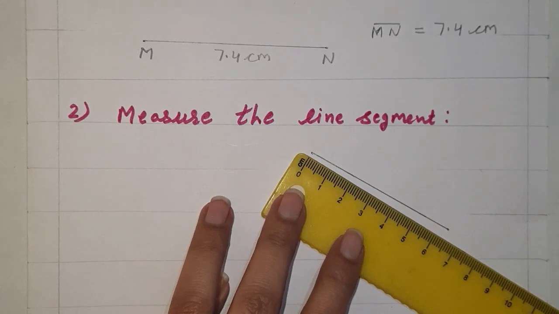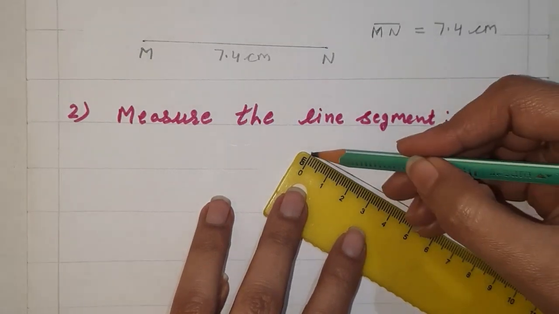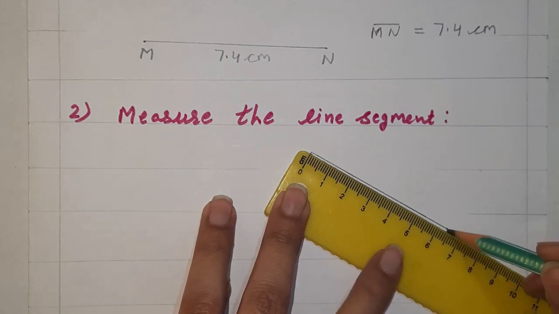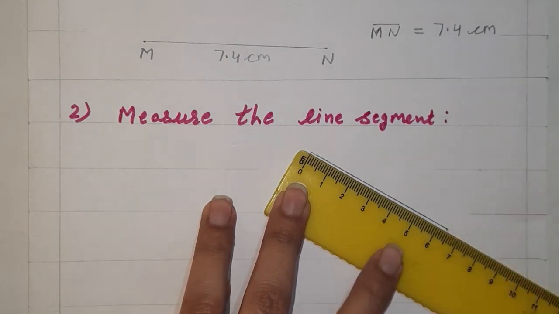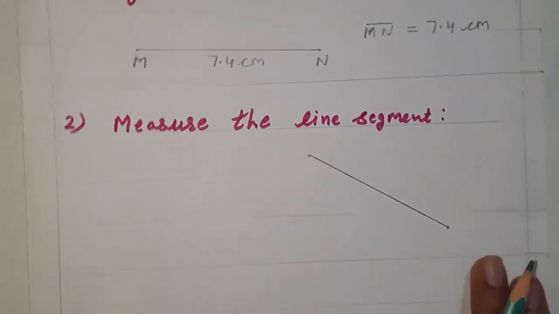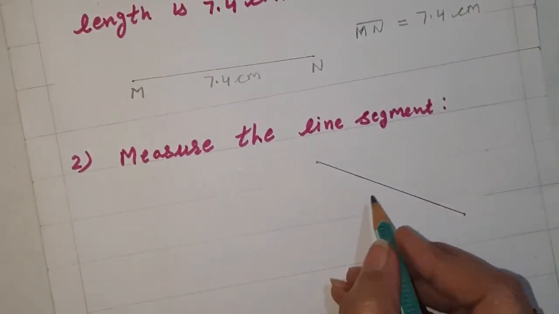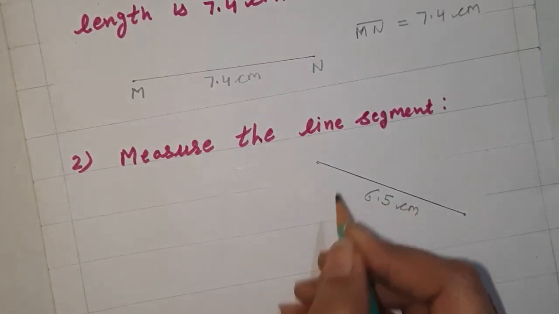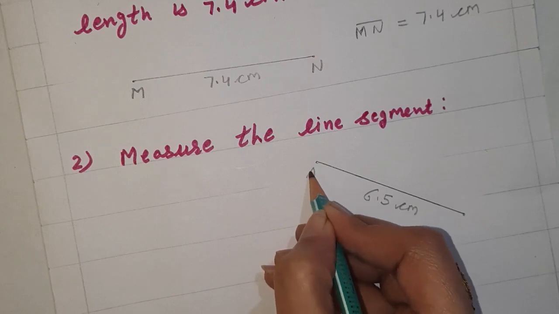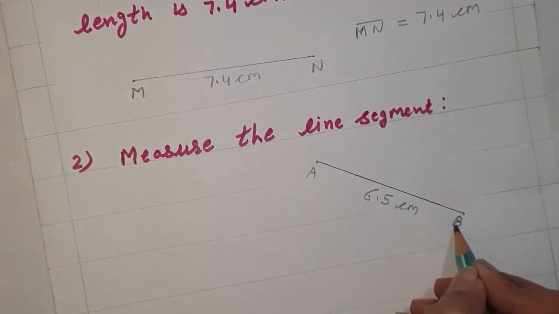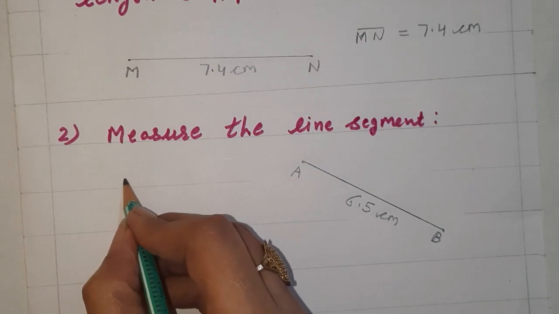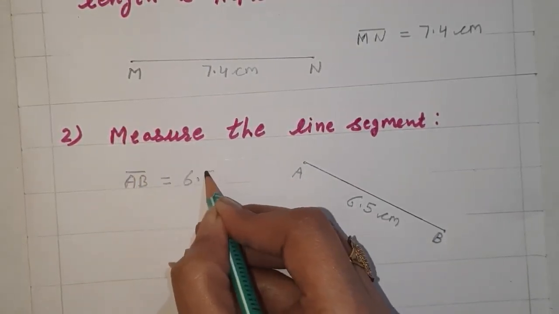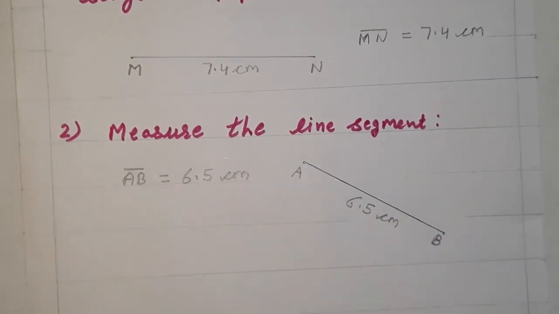How will we measure? Put the 0 of your scale, 0 centimeter, at the starting point. Now check here at the end point. After 6, 5 small divisions. So its measurement is 6.5 centimeter. And you can write down the name yourself if the name is not given. And write down AB line segment is equal to 6.5 centimeter.